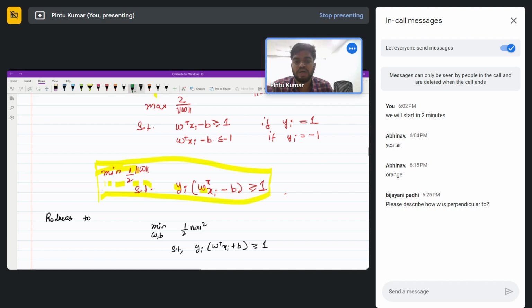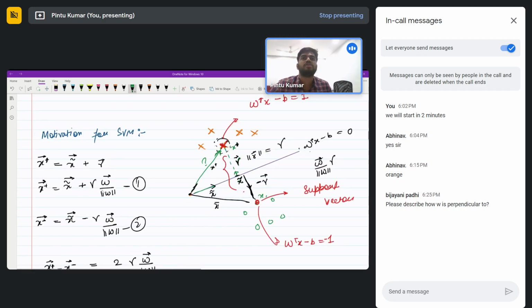So this is something about SVM. Now somebody asked a question in between. The question is, please describe how W is perpendicular to the hyperplane. I didn't get your point, Vijayni. What did you want to ask? How is this line perpendicular to this particular hyperplane?